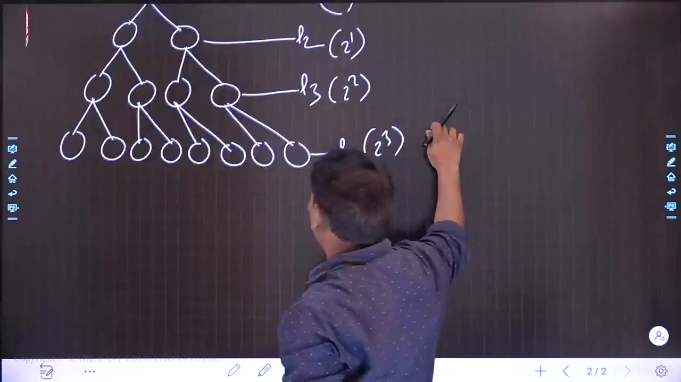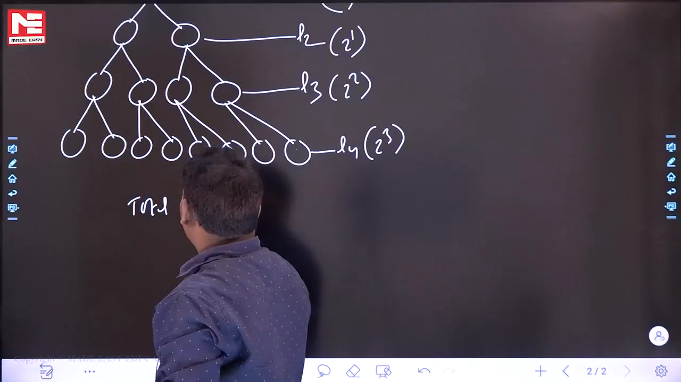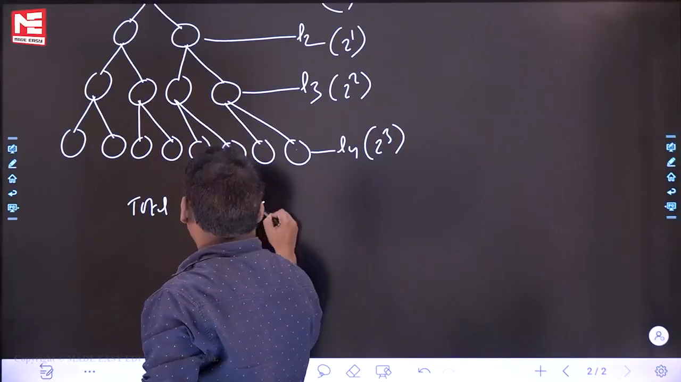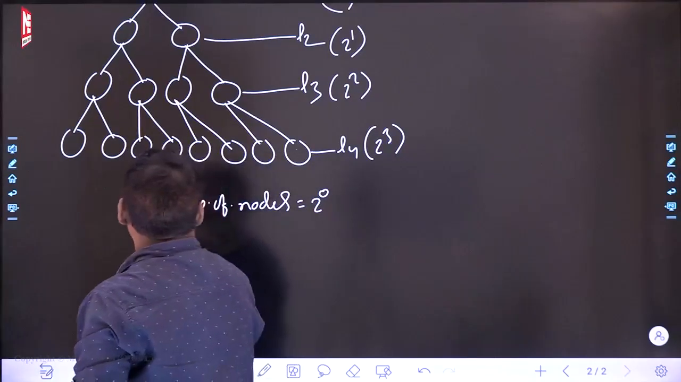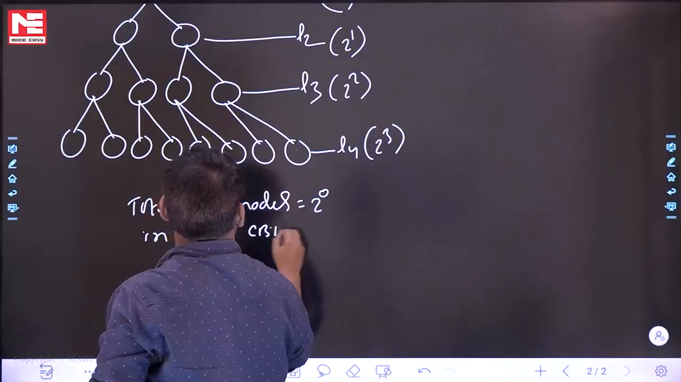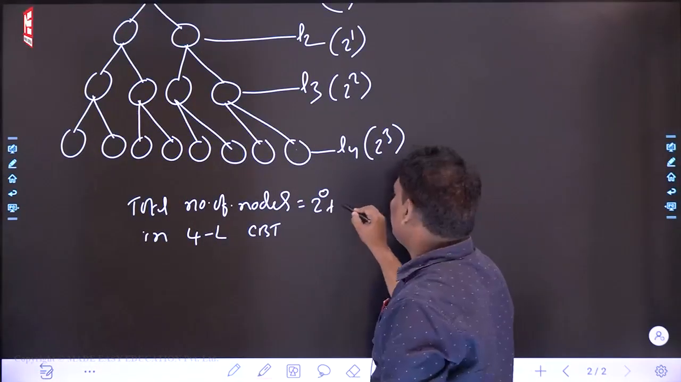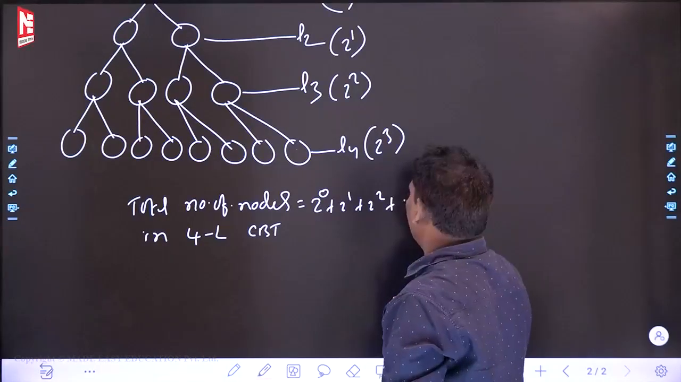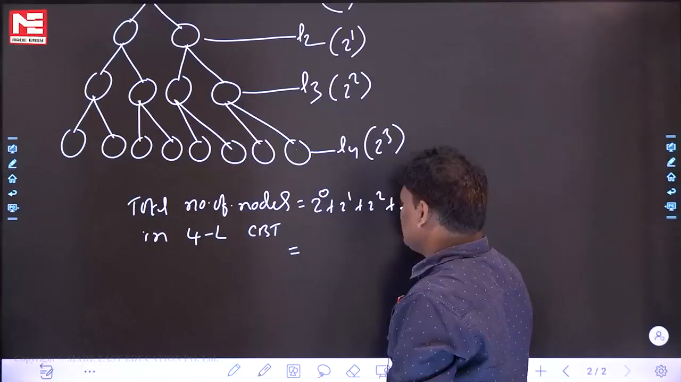Can you see the total number of nodes? How many in 4 levels? The total number of nodes in a 4 level complete binary tree is equal to 2 power 0 plus 2 power 1 plus 2 square plus 2 cube. What is the answer now? I think it is the sum of 4 terms in a GP series.